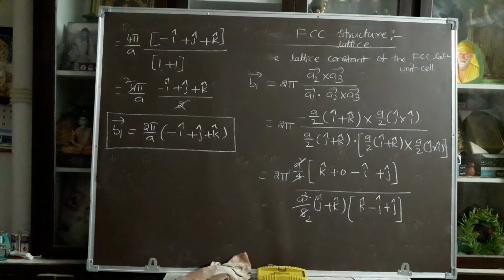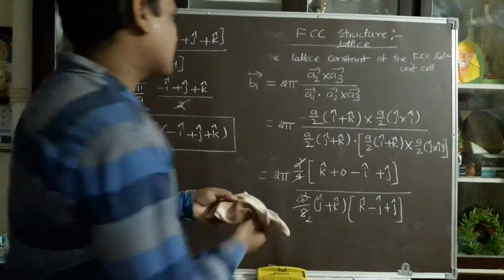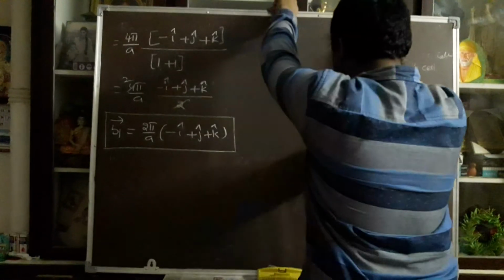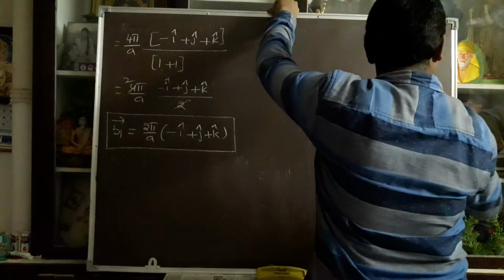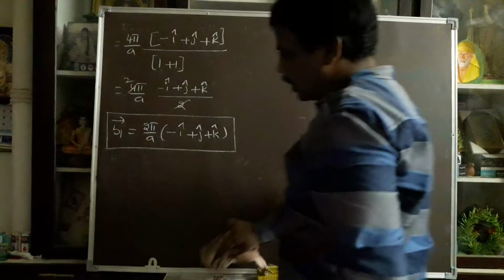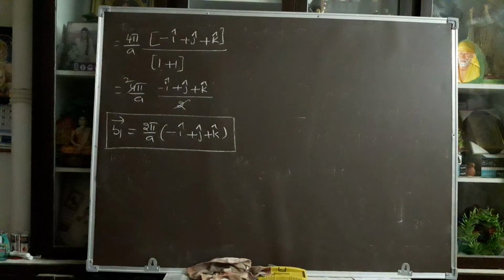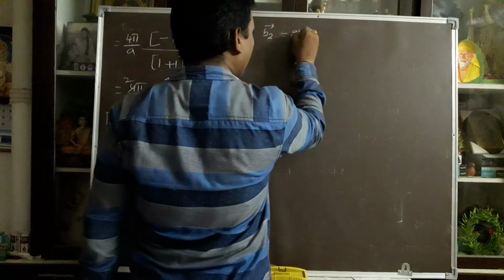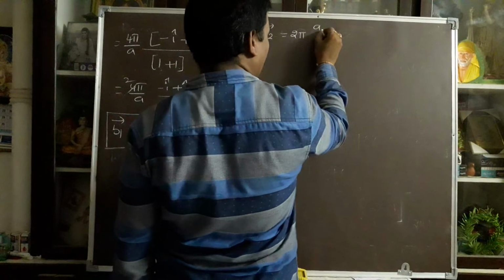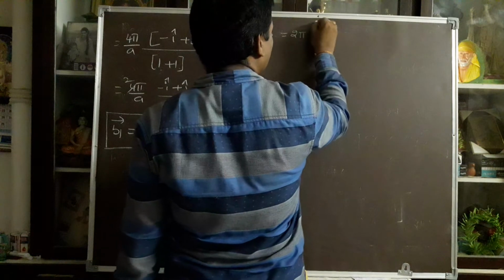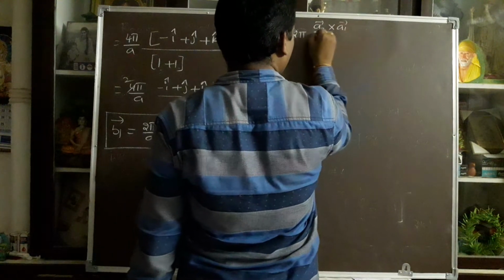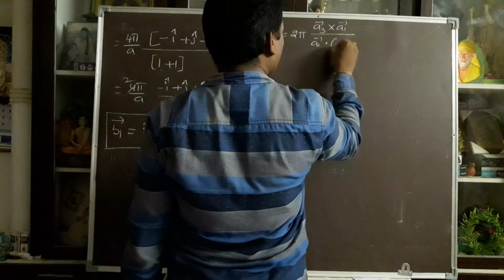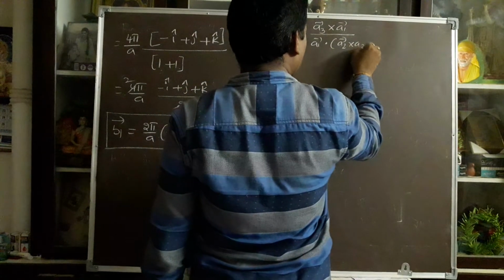This is along the x direction for the FCC lattice. In a similar way, you can calculate b2 and b3 also. You know the b2 value and b3 value. What is the formula for b2? b2 bar is equal to 2 pi into a3 bar cross a1 bar divided by a1 bar dot a2 bar cross a3 bar.